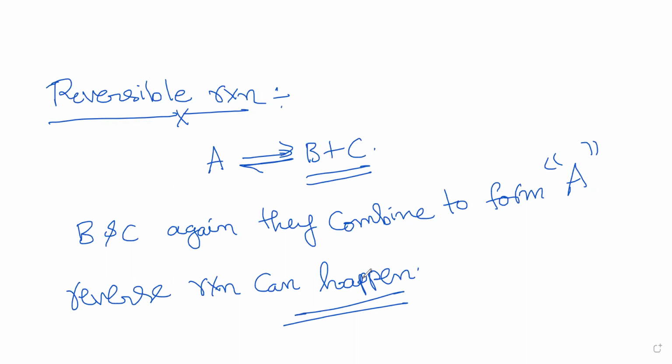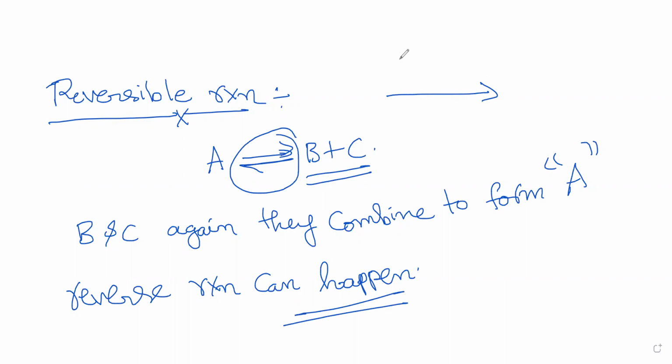So how to write the reversible reaction: we put this kind of arrow mark. If you put such an arrow mark, that's a reversible reaction. An irreversible reaction will generally have this kind of arrow mark, and reversible reactions will have this kind of arrow mark.